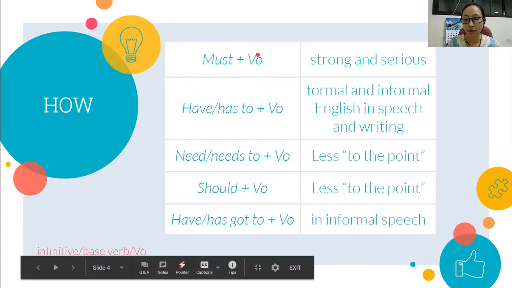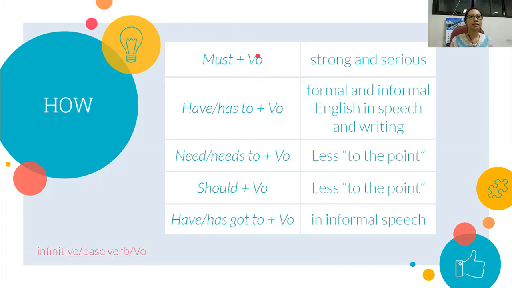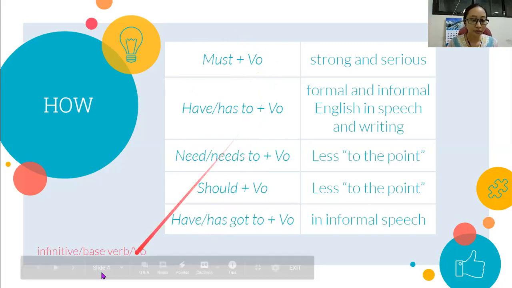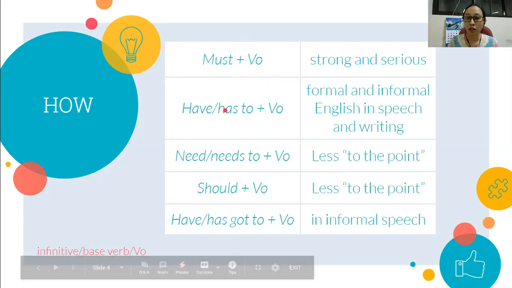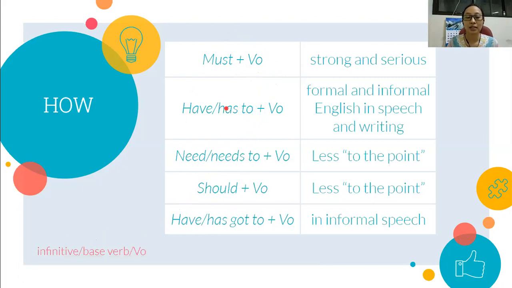What is verb zero? Verb zero is original verb. It is called infinitive or base verb. Okay, infinitive, base verb, or verb zero means original verb. We may not put any s or es. We may not put any ed or ing. Pokoknya verb original tanpa imbuhan, tanpa tambahan apa-apa.